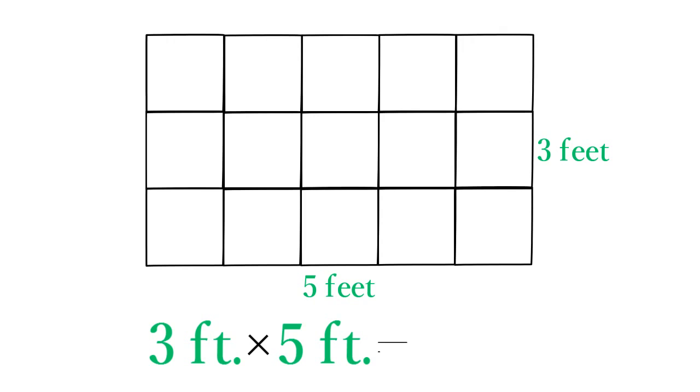As a final example, a rectangle with a base of 5 feet and a height of 3 feet can be divided into 15 1-foot squares.